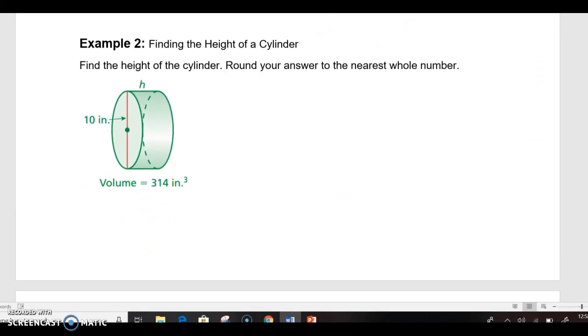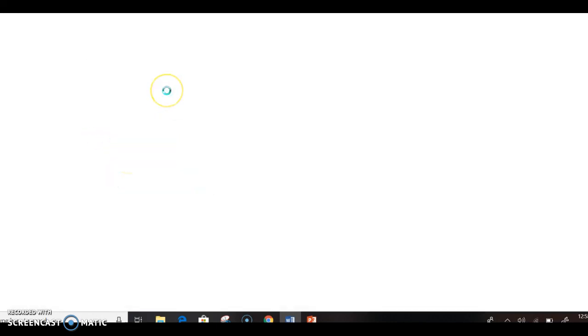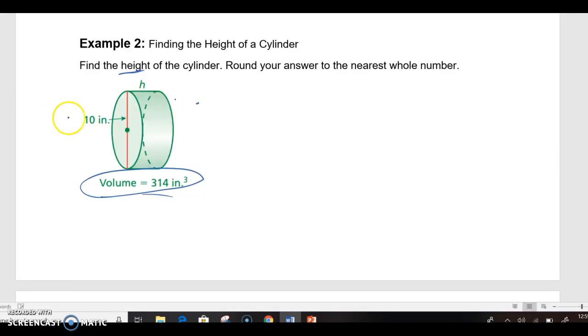This time it says find the height of the cylinder. Okay, so notice this time we're looking for the height. They're giving us the volume. That's an important measure. And then this 10 inches that's measuring all the way across, so this is actually our diameter. Remember, diameter goes all the way across the circle. So if the diameter equals 10, remember the radius is half the measure of the diameter. So that means the measure of the radius is 5 inches. So make sure you figure that out before you plug anything into your formula.